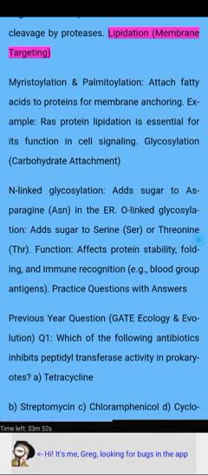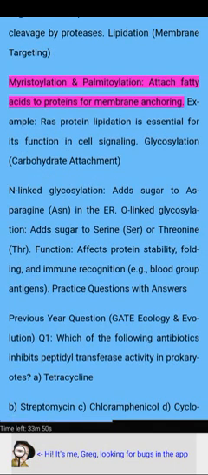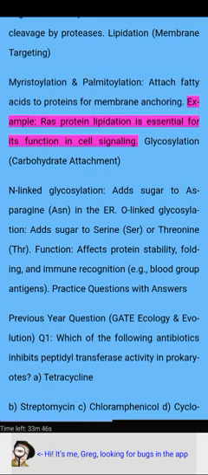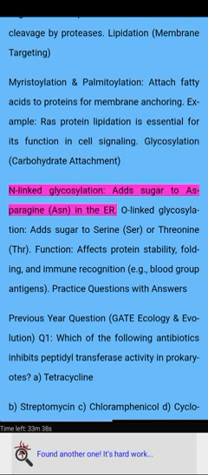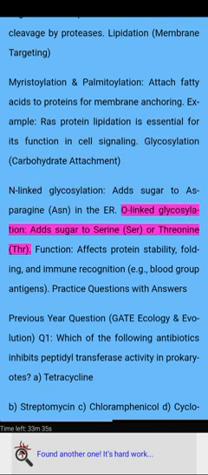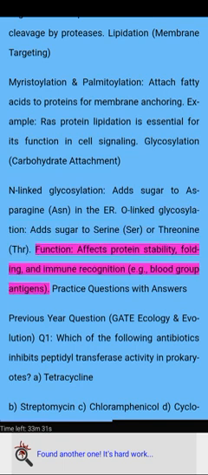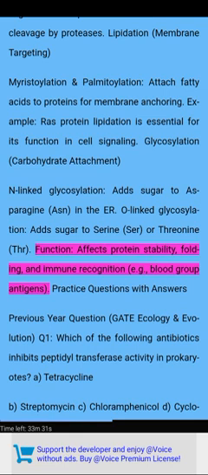Lipidation, membrane targeting: myristoylation and palmitoylation attach fatty acids to proteins for membrane anchoring. Example: RAS protein lipidation is essential for its function in cell signaling. Glycosylation, carbohydrate attachment: N-linked glycosylation adds sugar to asparagine in the ER. O-linked glycosylation adds sugar to serine or threonine. Function: affects protein stability, folding, and immune recognition, e.g., blood group antigens.